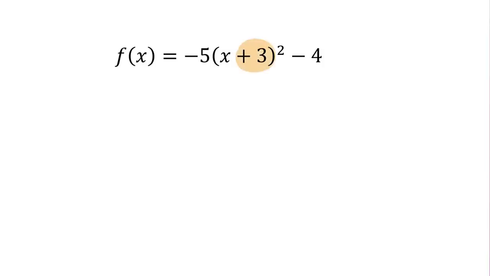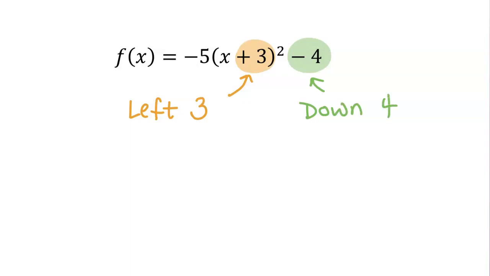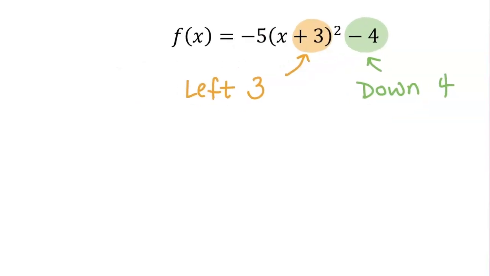So this adding 3 inside the parenthesis will shift the graph left 3 units. And what about that -4 outside? That will shift the graph down 4 units. So when we identify the vertex of this equation, we're going to use that.